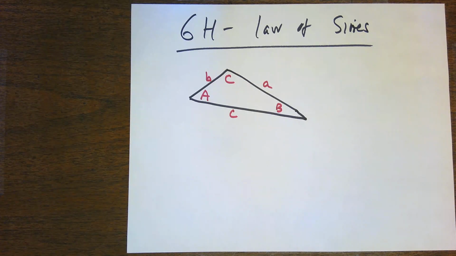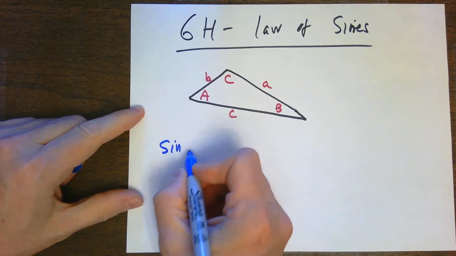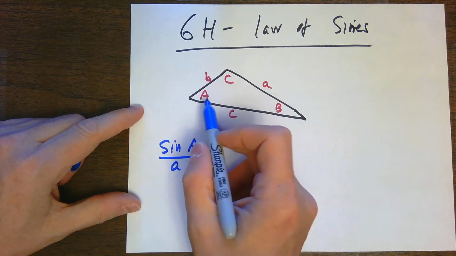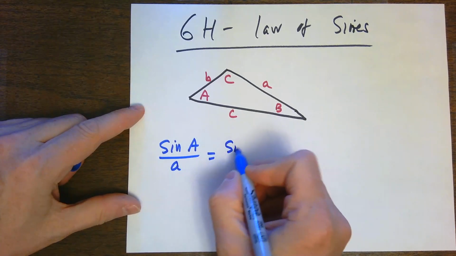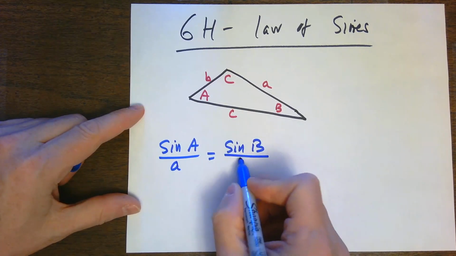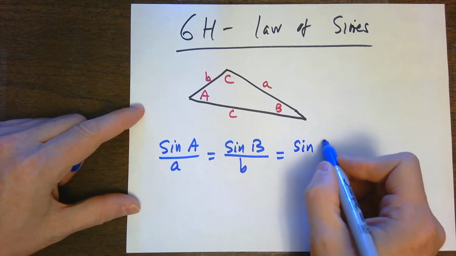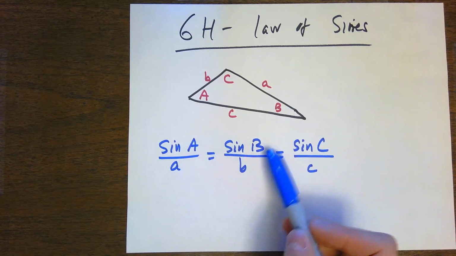Now, the law of sines says that there's a relationship between the side lengths and the angles. Specifically, that the sine of angle A divided by the length of side A. So the sine of the angle over the length is exactly the same ratio as the sine of angle B divided by the side length across from it, which is in the same ratio as the sine of angle C divided by the side opposite from it. So these are all in the same ratio. A, B, B, C, C.